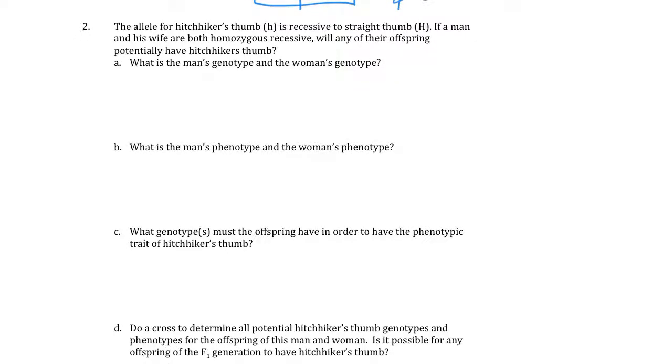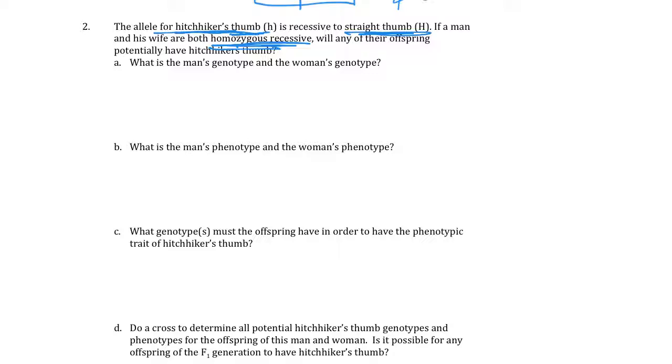It says the allele for hitchhiker's thumb, small h, is recessive to straight thumb, big H. So let's just highlight that. Hitchhiker's thumb, small h, recessive to straight thumb, big H. If a man and his wife are both homozygous recessive, will any of their offspring potentially have hitchhiker's thumb? So let's go through this step by step. A says, what is the man's genotype and the woman's genotype? So the man's genotype, they're both homozygous recessive.